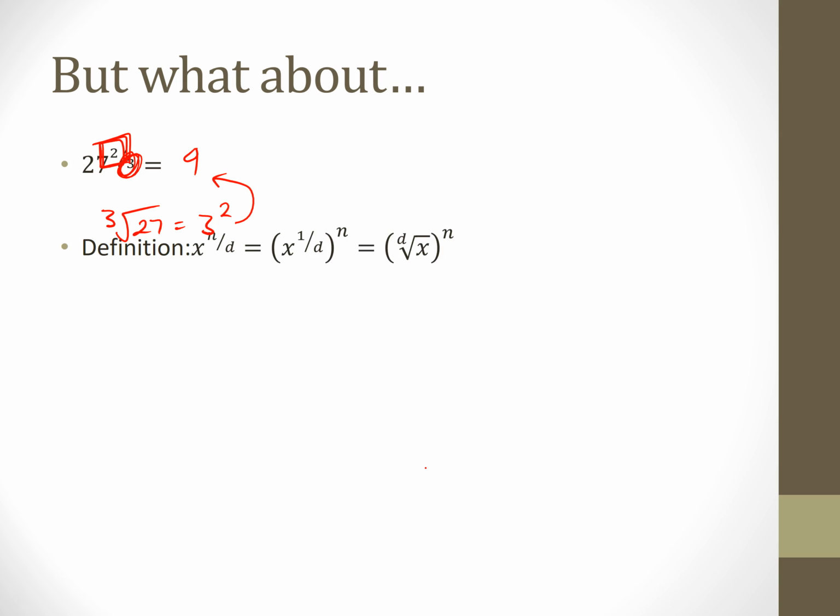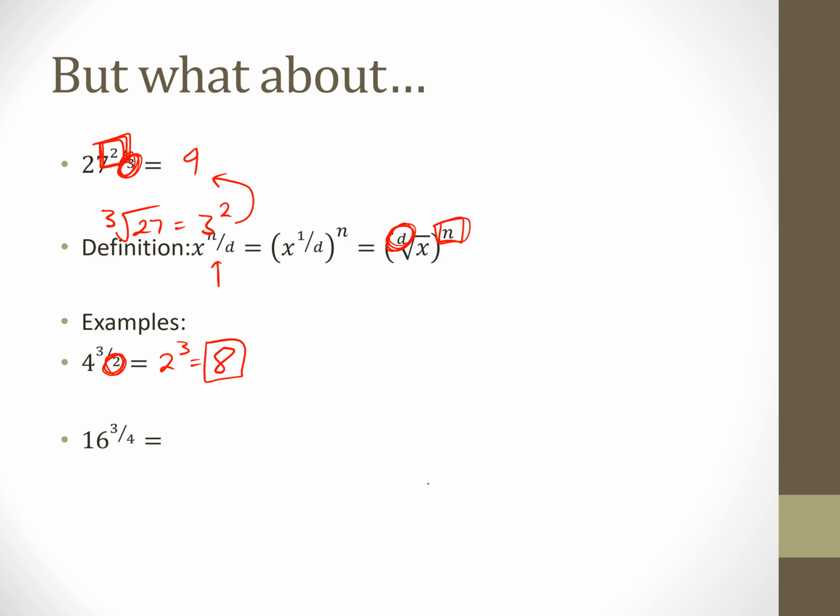Okay? Here's a mathematical definition of that. If you have a numerator and a denominator in your exponent, remember that the denominator becomes the root, the numerator becomes the exponent. So some examples. 4 to the 3/2. Well, the 2 means the square root of 4. And I know the square root of 4 is 2. But I still need to cube that 2. And 2 cubed is 8.